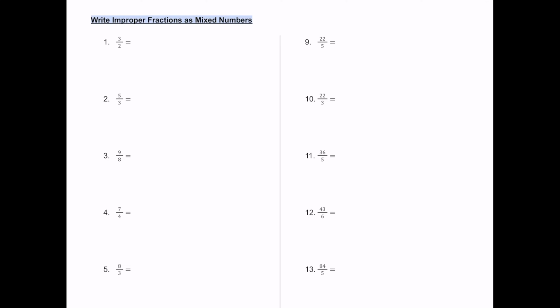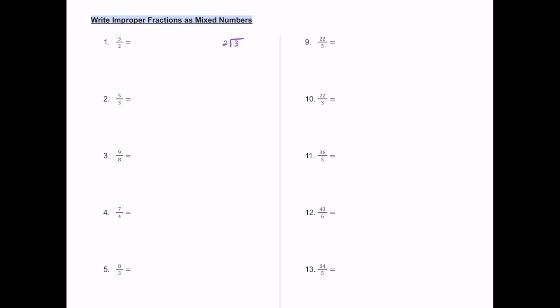Let's practice rewriting improper fractions as mixed numbers together. Remember that you can think of fractions as division problems. For number 1, we have the fraction 3/2. Now, if we want to rewrite this as a division problem, we can go ahead and put the 3 inside the house and the 2 outside the house.